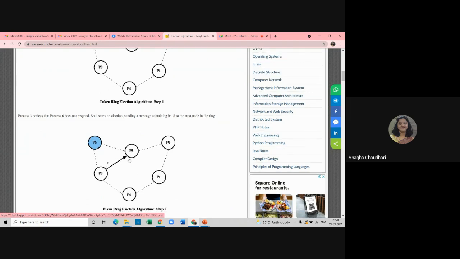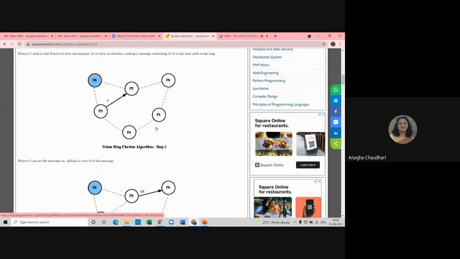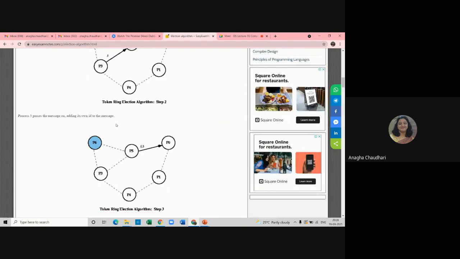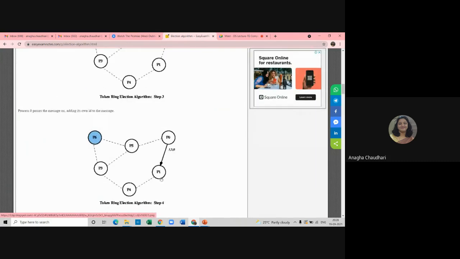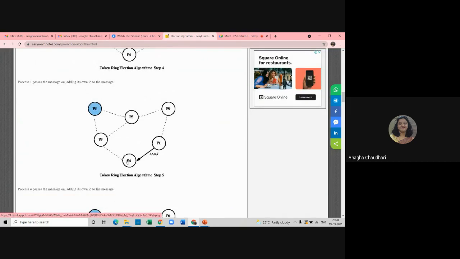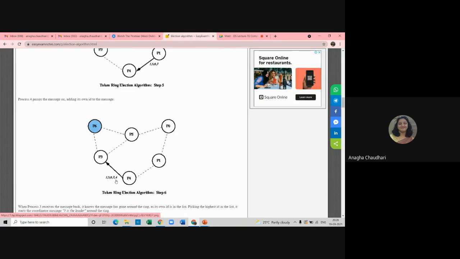When it reaches 5, from 5 it will go to P0. So obviously 3 gets appended with 5, giving 3 5. You can see here, you can read it afterwards properly. From P0 to P1, what will be there now? 350. From P1 to P4, it will be 3501. From P4 to P3, it will be 35014. So 3 has started and it has received this message as 35014.